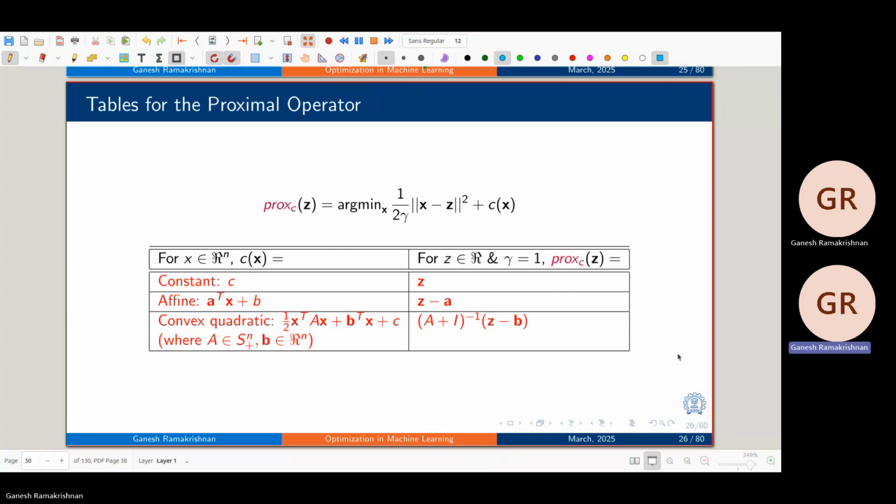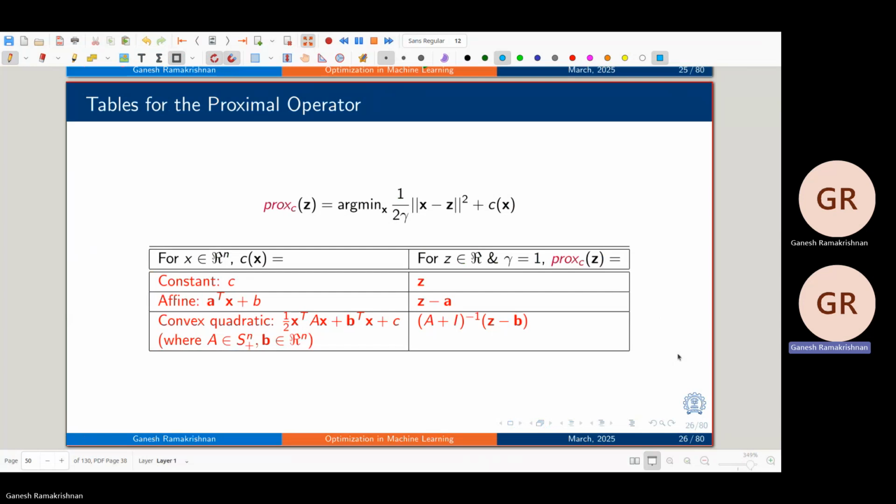Okay, so some more operators here. If it's a constant, it'll be just z. If it's an affine A transpose x plus b, it is, as I said, anything that is being multiplied will be used to shrink. So A transpose x will mean z minus A. Constant b will not matter, like constant c did not matter.